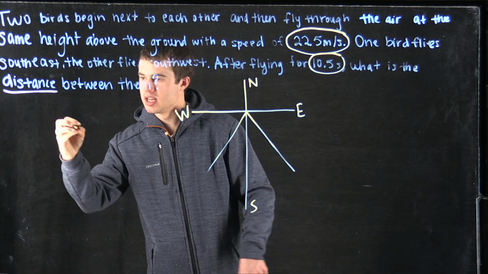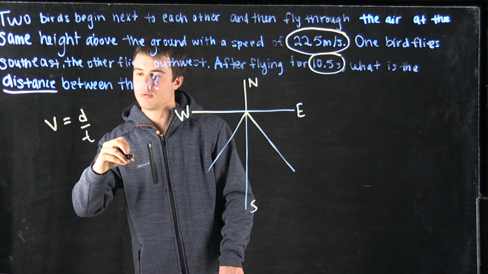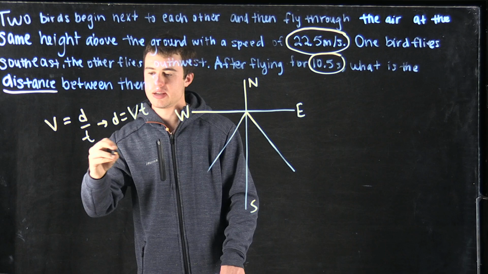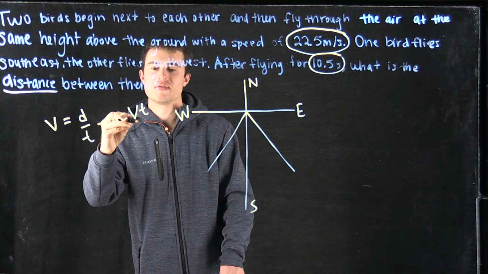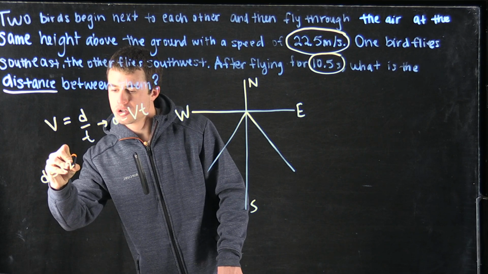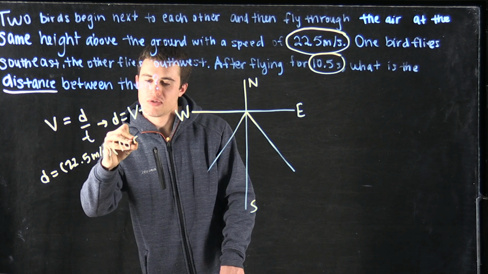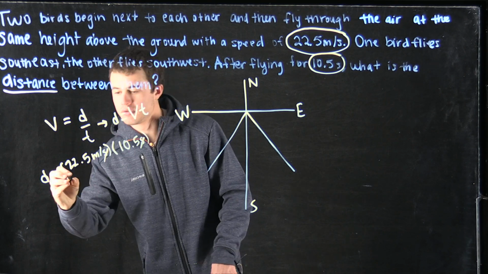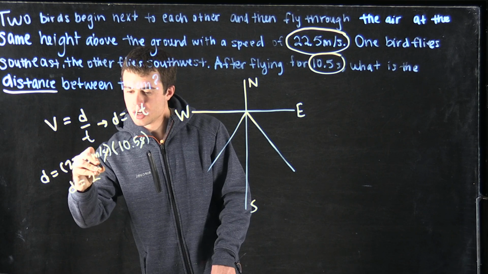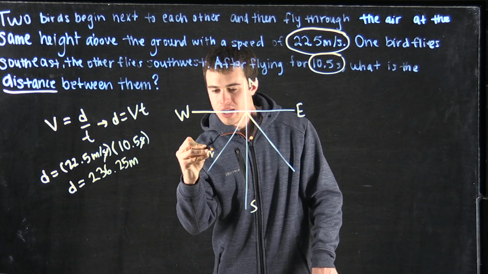So in order to find the distance that they traveled, you use the formula v equals d over t, which is velocity equals distance over time. To isolate distance, you multiply each side by t. You get d equals v times t. And you're given that v is 22.5, t is 10.5. So d for each bird would be 22.5 meters per second multiplied by 10.5 seconds. Then seconds cancel, so you're left with meters, which are the appropriate units for distance. And you get the distance to be 236.25 meters. So that is the distance that each bird traveled.